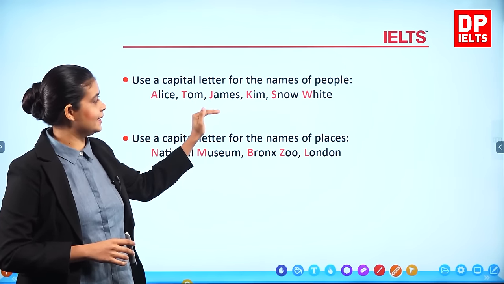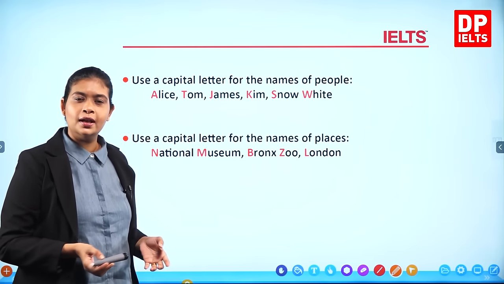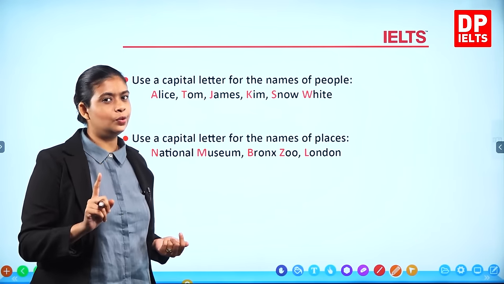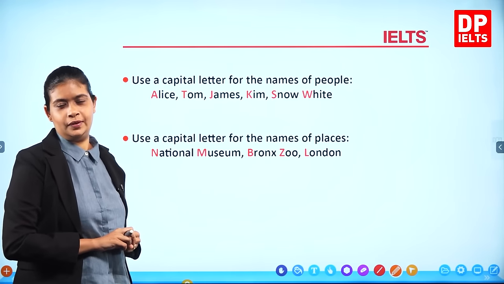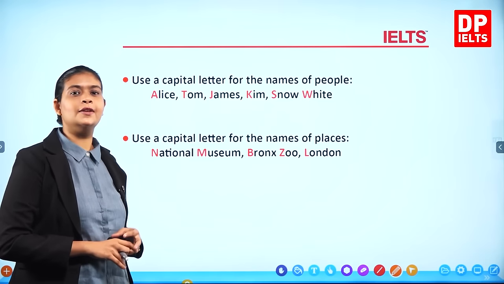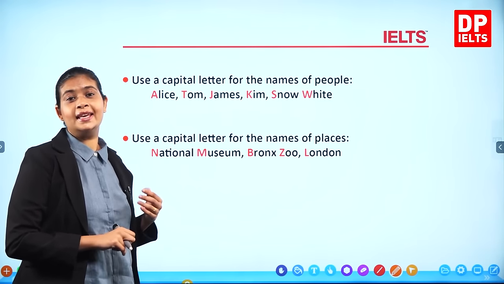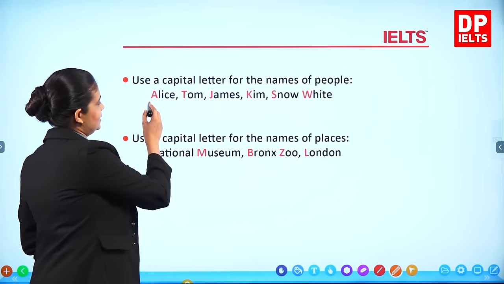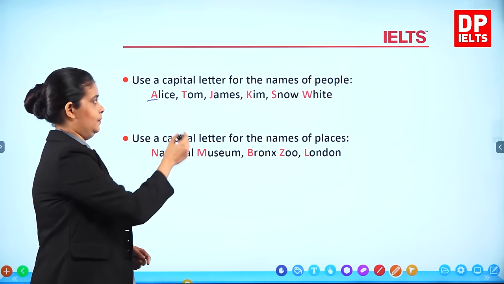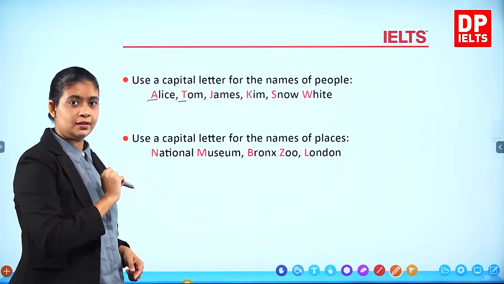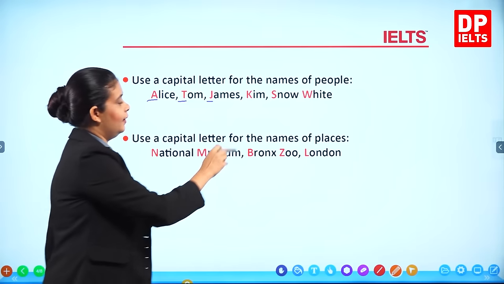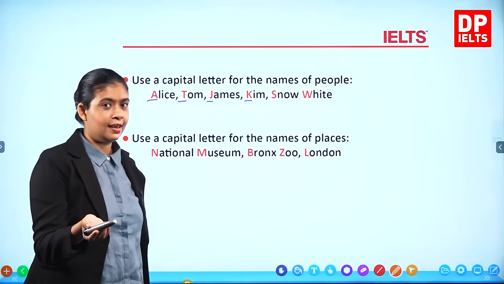Use a capital letter for the names of people. When you write the names of people, the first letter in that name will always be a capital letter. Alice, A is capital. Tom is a name, T is capital. James, J is capital. Kim, K is capital.